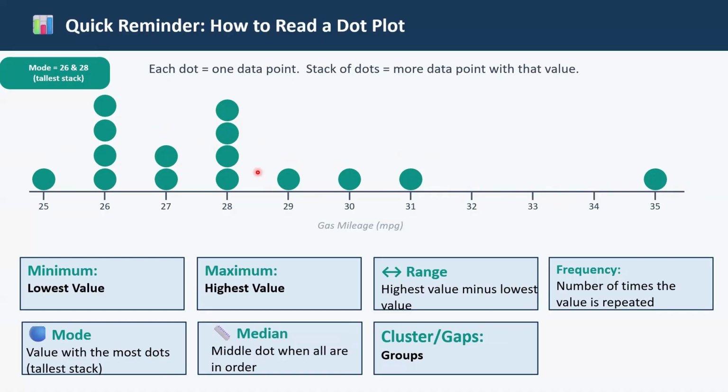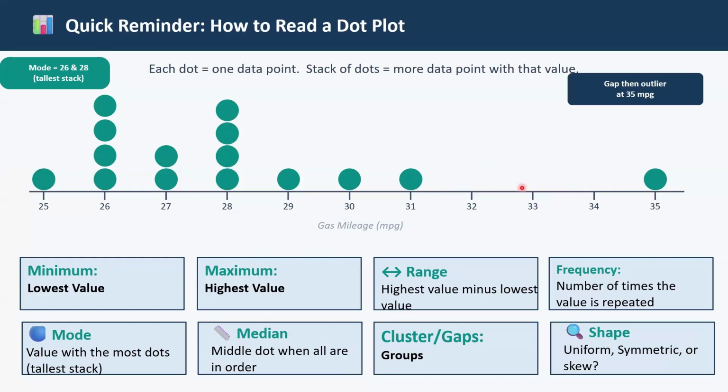Next is the cluster. You can see most data are clustered between 26 and 28. And there are gaps between 31 and 35. There is no data value here. And I already talked about the shape earlier. This data and graph also tells us the outlier, which is 35 miles per gallon. This data point does not belong to these clusters.